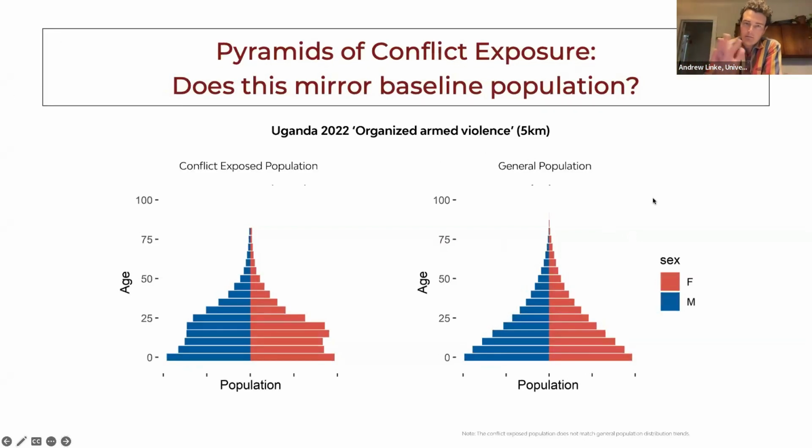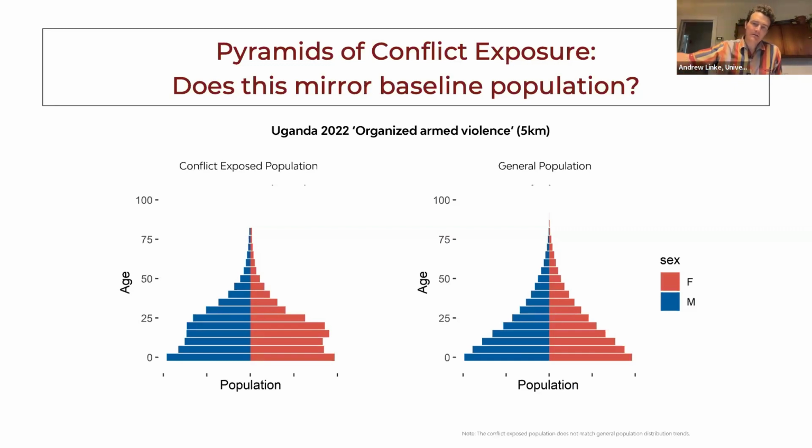And we have the sex gender balance on the left and the right-hand sides, respectively. So red in this case is the female population, blue males. So what we do is we take these buffers around each conflict location, and we can focus not only on the number of people that have been exposed, which is what we've seen so far, but the demographic details of those populations that are exposed. So we know not only how many people are there, but how many 5-year-olds, 10-year-olds, how many men, women, and so on.